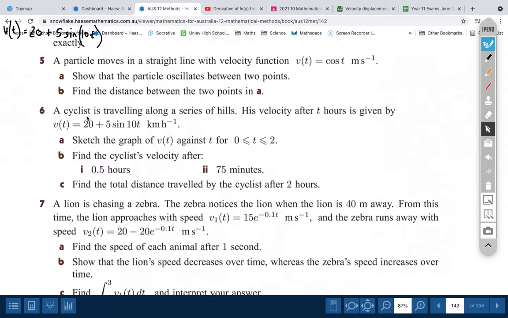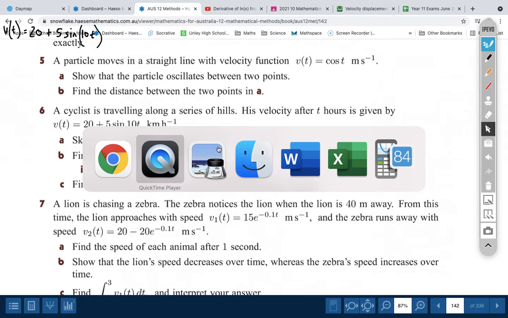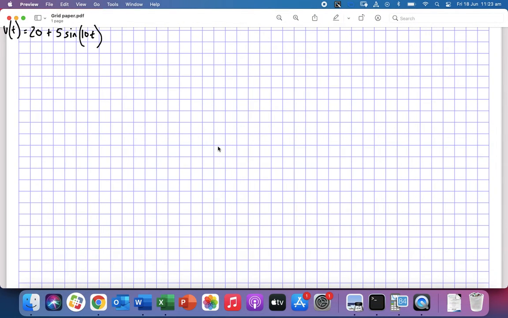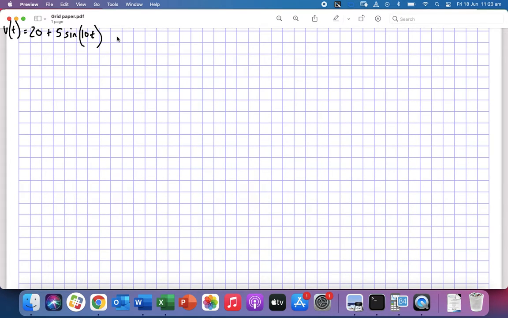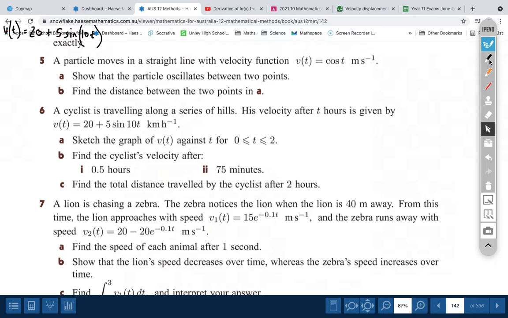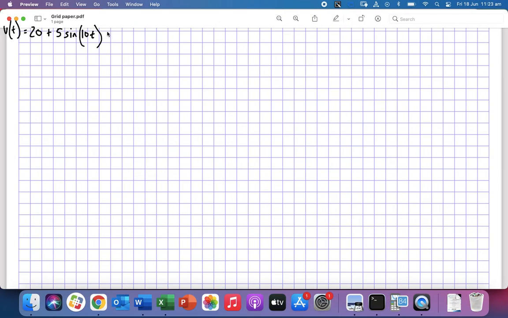So we've got a velocity function with a sine in it, which is telling us the velocity of a cyclist in kilometers per hour. And then it says sketch the graph. Okay. So what was it? Kilometers per hour. That would make sense for a cyclist. I need my pen. There we go. Kilometers per hour.